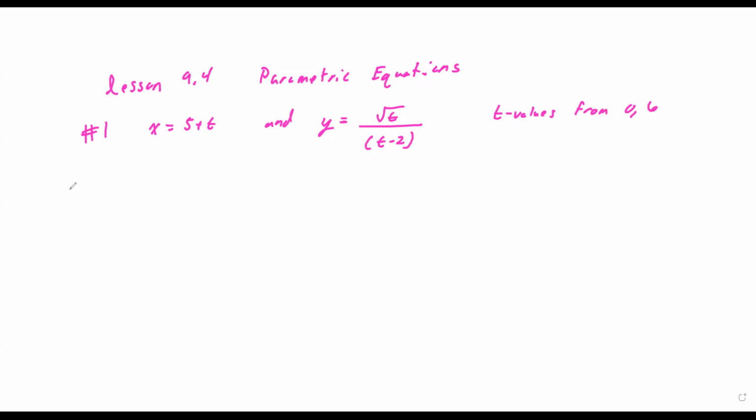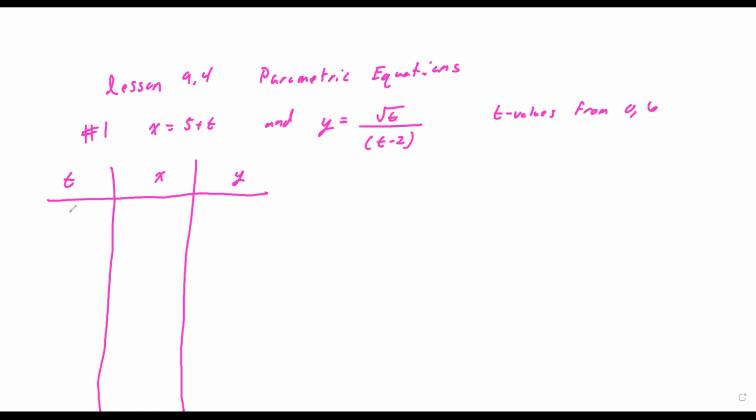So basically what you're going to do is produce a table like this. It's going to be t, then x, and then y. And it says 0 to 6, so you're going to find the values for 0, 1, 2, 3, 4, 5, 6. And all you're going to do is plug in t to each one of these equations. So 5 plus 0 is 5, 5 plus 1 is 6, 7, 8, 9, 10, 11. So literally taking the t and plugging it in.